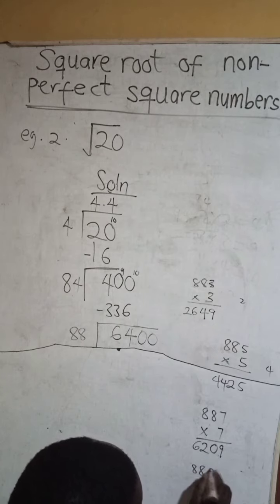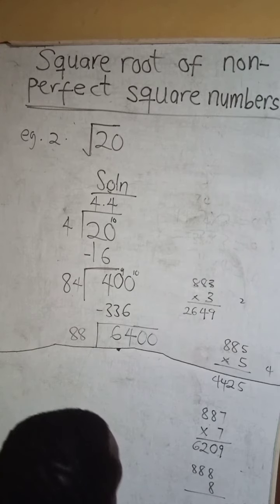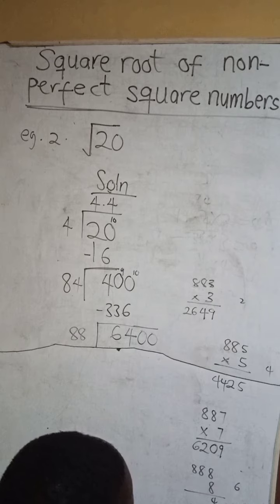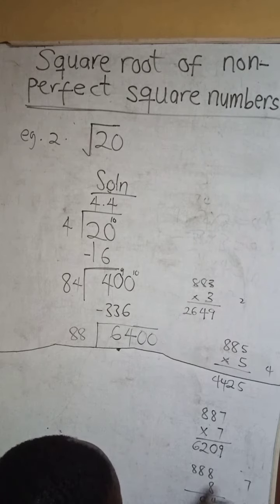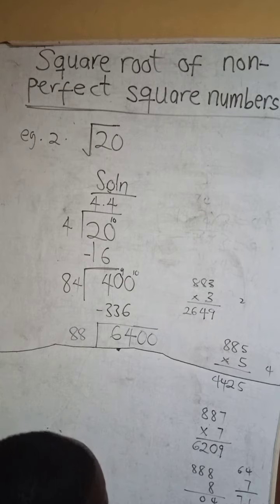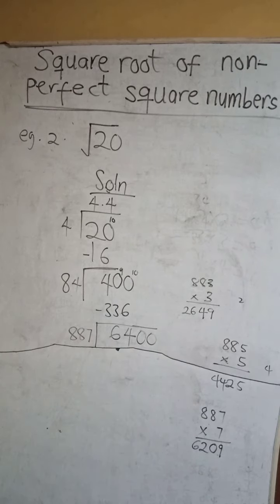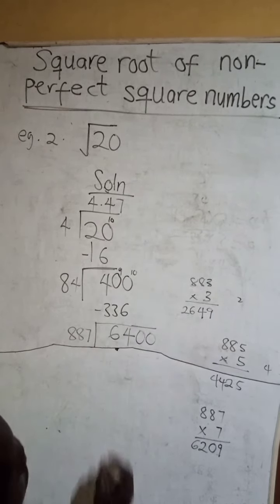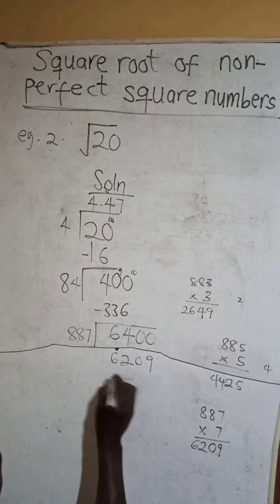So let's pick 8, and then 8. Multiply by 8. 8 by 8 is 64, right? Yeah, sure. 64. 4, remember 6. 70. So 0, remember 7. 64 plus 7, we get 11, 1, so 7. This is bigger, right? So we are not going to use 888. We are going to use 887. So the number will be 7. If you multiply by 7, you get 6209. And we are going to subtract.